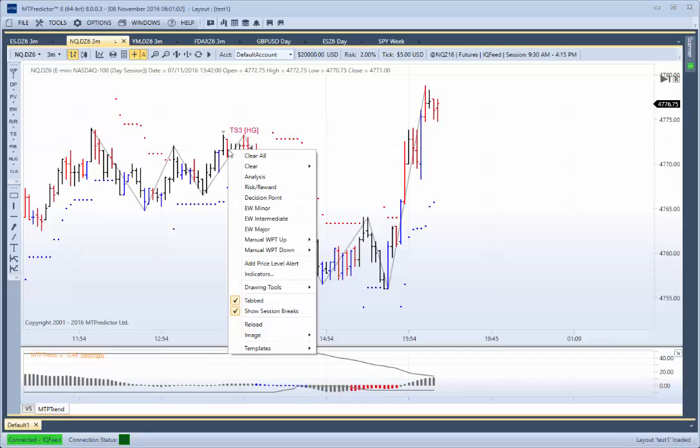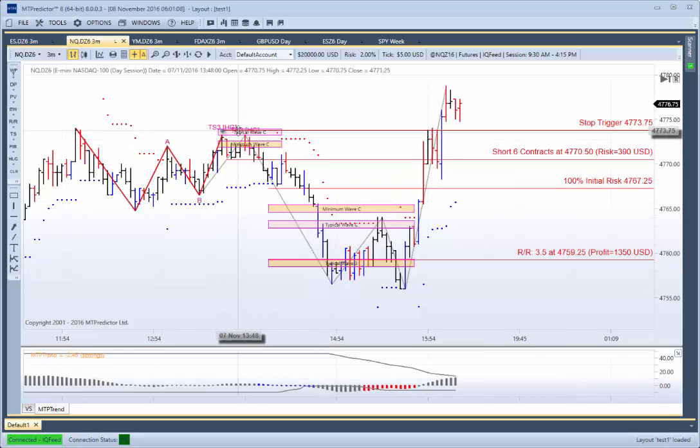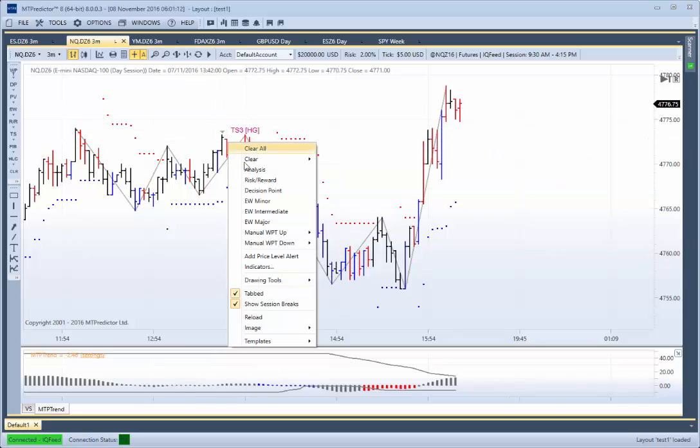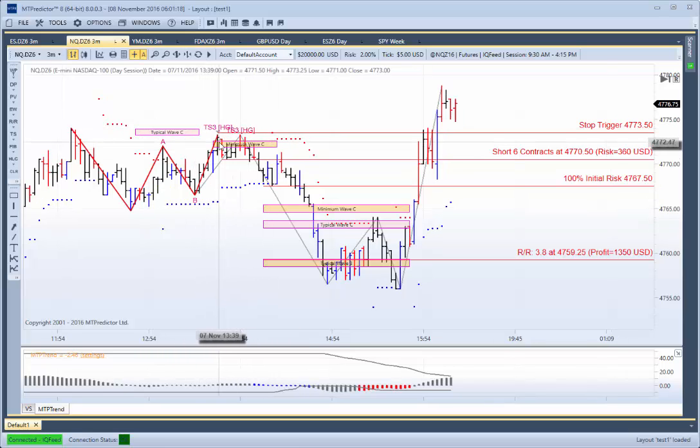If I right mouse click on the red MTP reversal bar, do analysis, you can see we had a TS3 HG. HG stands for Holy Grail trade setup. Why do we call it a Holy Grail trade setup? Well, if I move that across, it's because this is a potential wave 2. After a wave 2, we're then anticipating a wave 3. Therefore, we're looking to go to the typical wave 3 WPT.